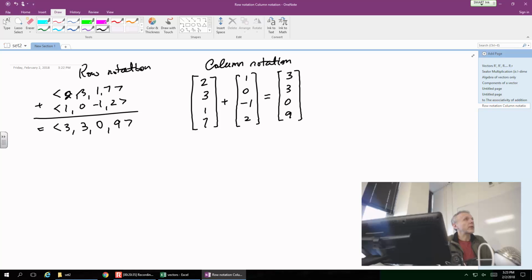Okay, same with scalar multiplication. So say I have 5 multiplied by 2, 3, 1, 7. I have multiplied one at a time, so I have 10, 15, 5, and 35. Okay?